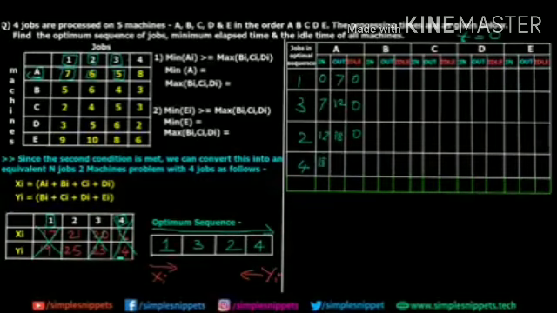Then job 4 comes. So I'm just going to write 18 over here. No idle time. And job 4 takes 8 minutes. So 18 plus 8, 26. So this was all the jobs on machine A.